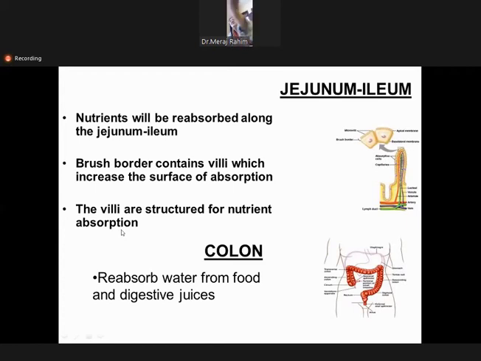Then comes the colon. After that, the food enters into the colon, that is the large intestine, which comprises three parts: the ascending, the transverse, and the descending. Here, basically, the nutrients are absorbed in the stomach, the duodenum, the jejunum, and ileum. The remaining portion goes into the colon. Here, most is not digestion, it is the reabsorption of the water and the extra juices which are left.